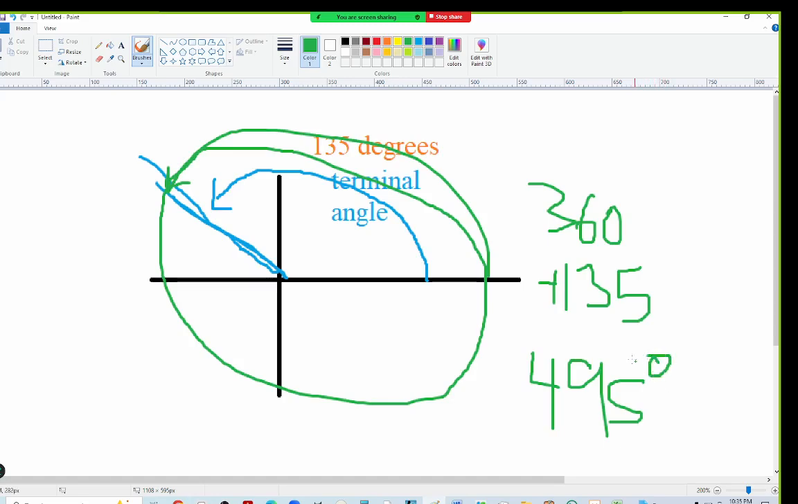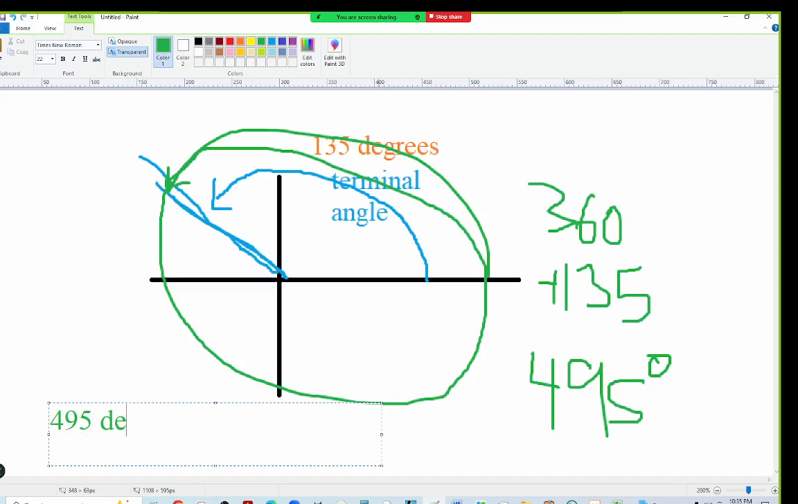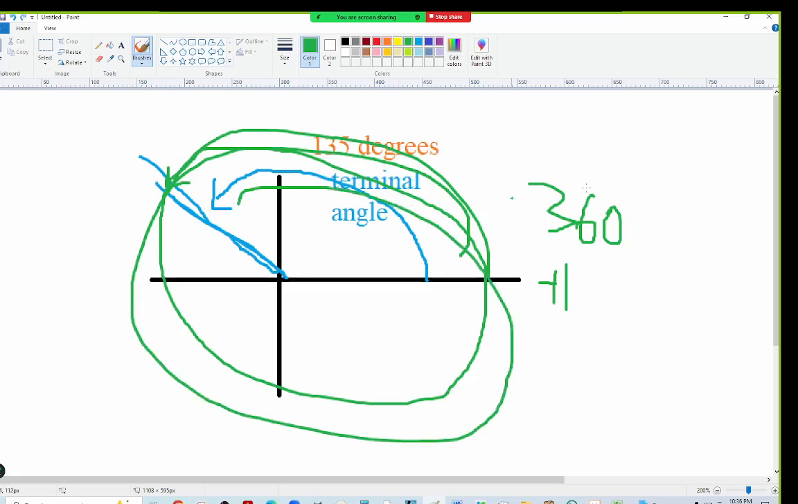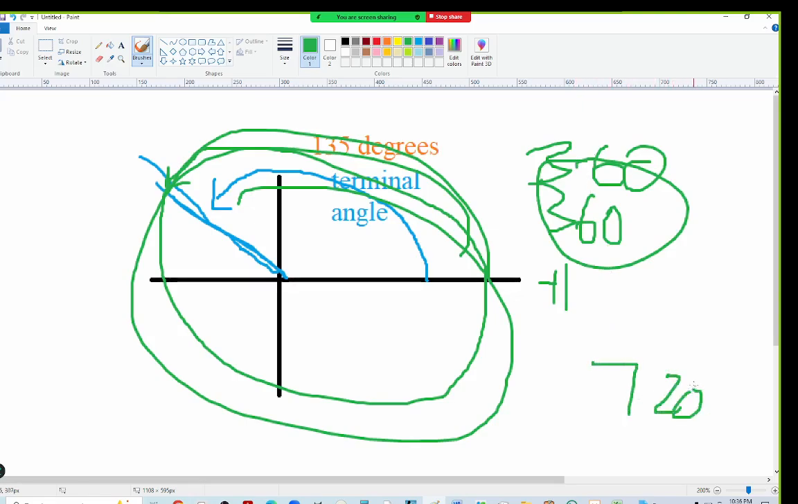So 495 is what we call in this case coterminal. 495 degrees is coterminal to 135 degrees. In other words, it ends up in the same spot, it just takes a different route. That's all coterminal means. There's a million answers to coterminal because I can go around again. That means I'm going to add another 360, so 720, plus the original angle, 135.